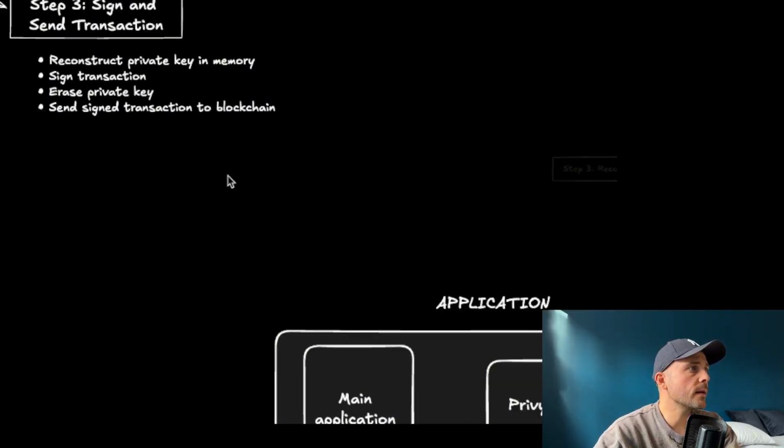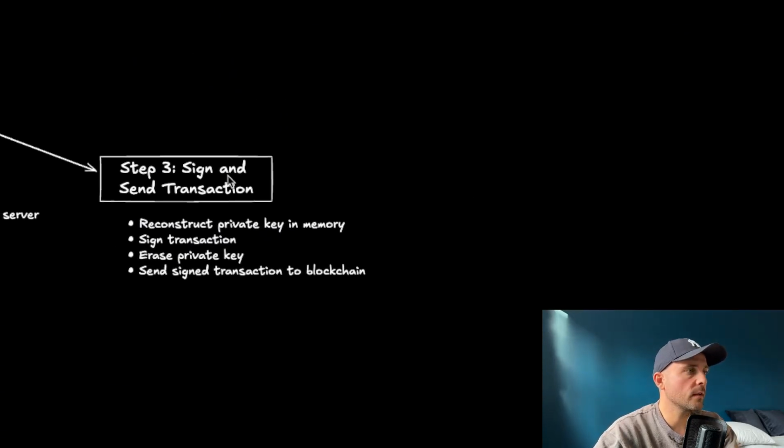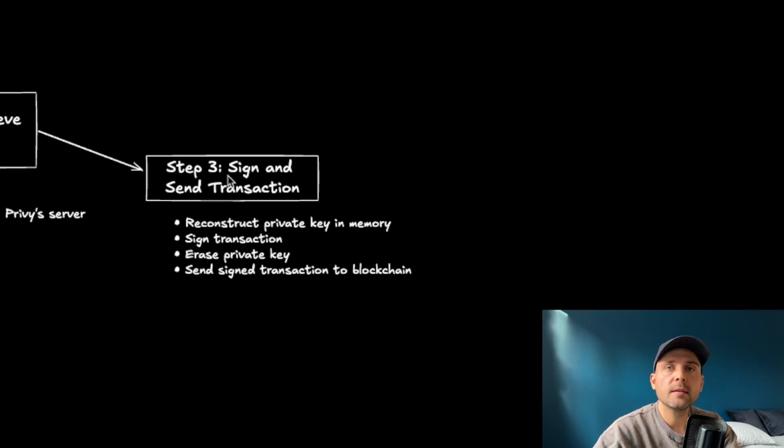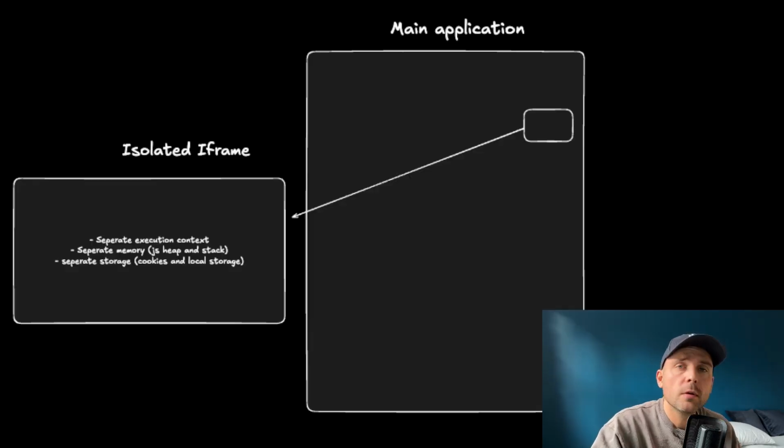Now, in the last step, using both of these shares that have been retrieved, the private key is reconstructed and the transaction is signed with it. Afterwards, the private key is directly erased from memory again, and the transaction is sent to the blockchain network. So let's recap this now and have a look at a few security implications of the setup.